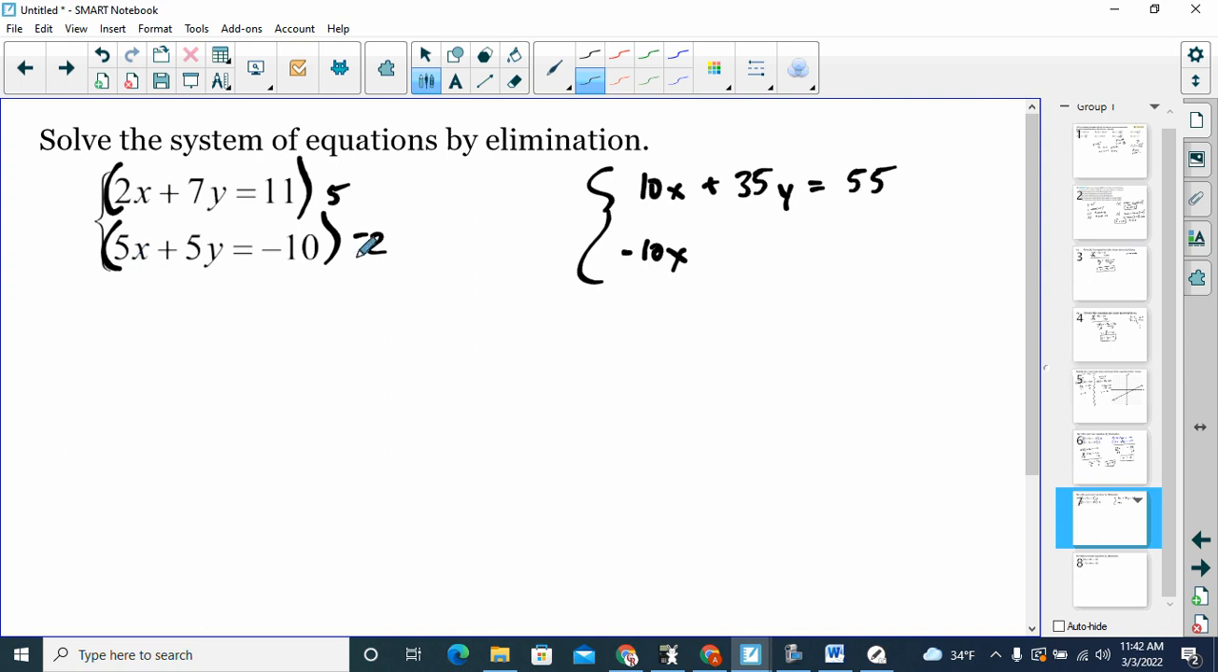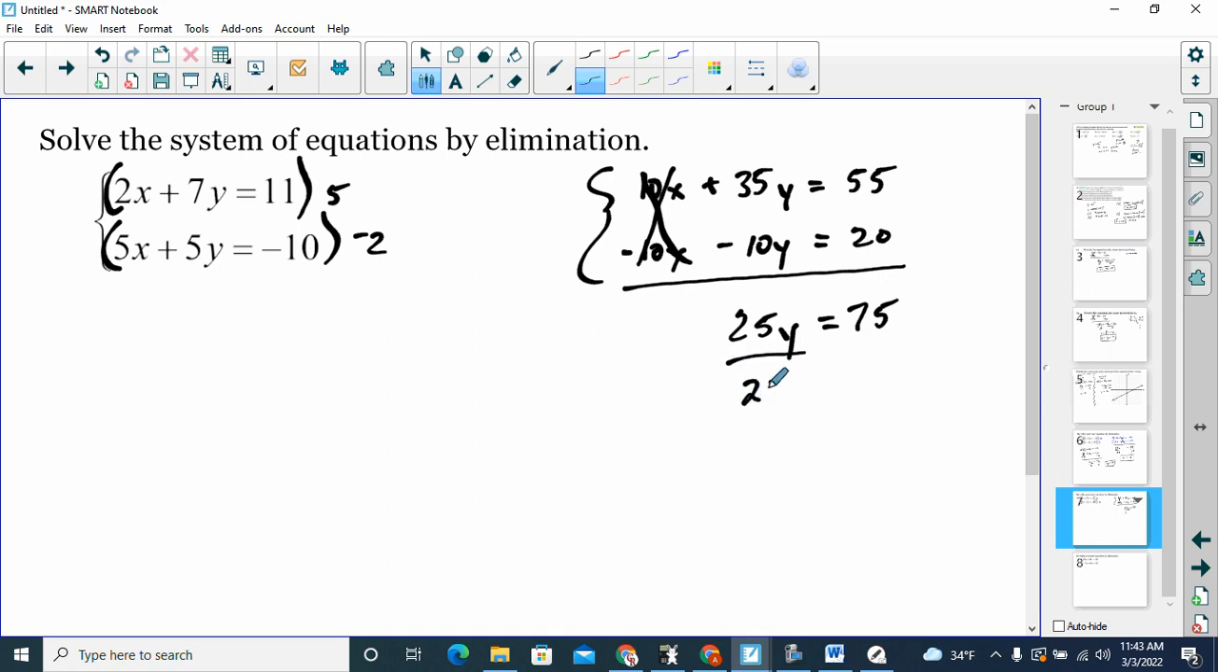So I multiplied by negative 2, that gives me negative 10x. 5y times negative 2 is minus 10y. Here I get negative 10 times negative 2. Negative times negative is positive 20. 10x minus 10x, gone, cancels. 35y minus 10y is 25y. 55 plus 20 is 75.